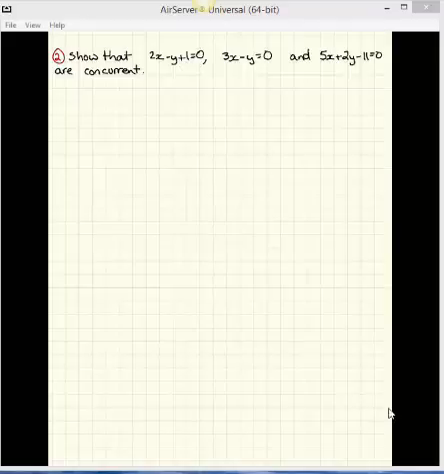So again, you get to pick which equations you're going to work with and how you're going to do it. I am going to call this one my equation 1, this one equation 2, and this one equation 3. So I'm going to work with equation 1 and equation 2. Again, it doesn't matter which ones you do. So I have 2x - y + 1 = 0. That's equation 1. And I have 3x - y = 0. And that's equation 2.